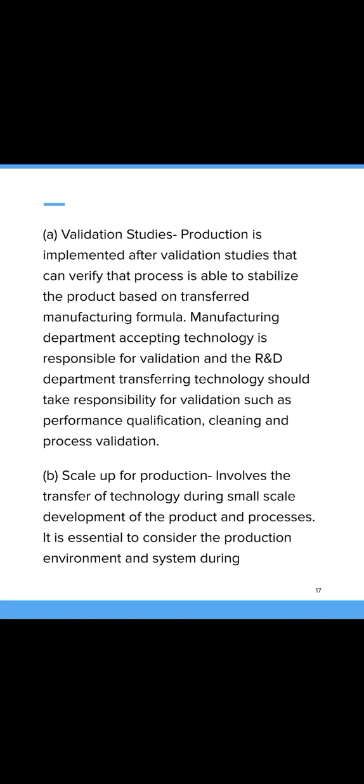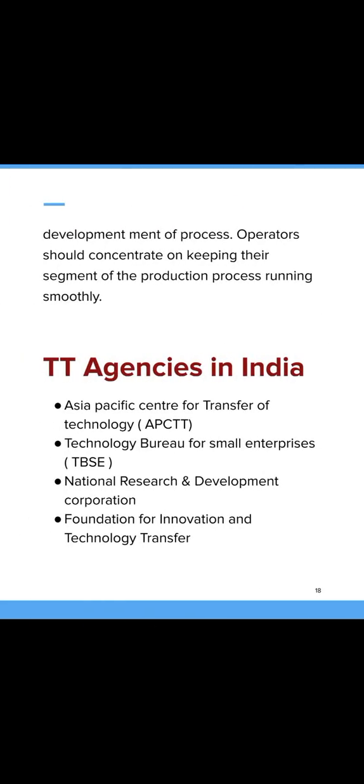Scale up for production. It involves the transfer of technology during small scale development of the product and process. It is essential to consider a production environment and system during the development of the process. Operators should concentrate on keeping their segments of production process running smoothly.